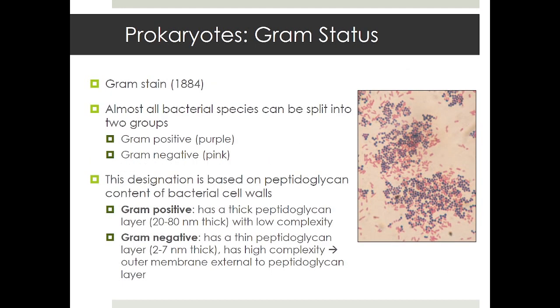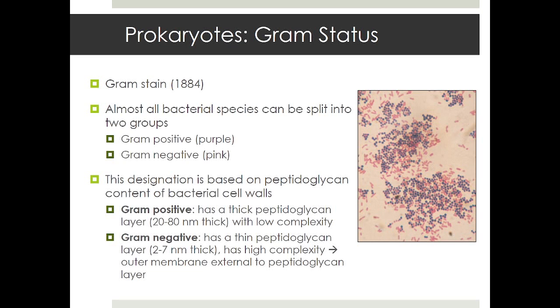We talked very briefly about the Gram stain, of course, but now we're going to talk a little bit about the characteristics of cell walls specifically that allow us to characterize or differentiate cells into two groups, being Gram positive or Gram negative. The designation is based on the peptidoglycan content in these bacterial cell walls. We did talk about this briefly, but just to review, if your cells are Gram positive, they're going to have a very thick peptidoglycan layer, so 20 to 80 nanometers thick. The cells also tend to have lower complexity, so less variety in terms of protein content and other factors that are embedded in their membranes and in the cell wall itself.